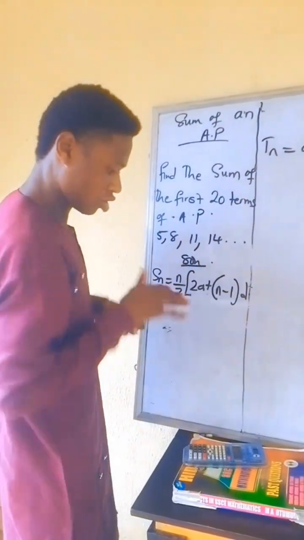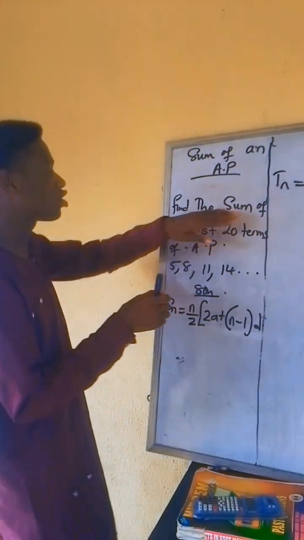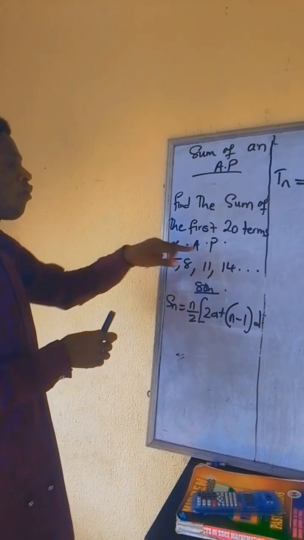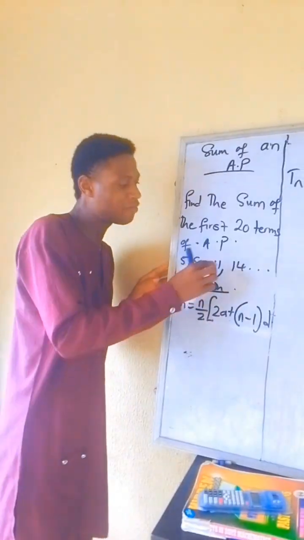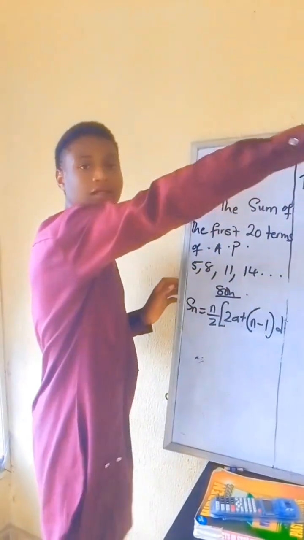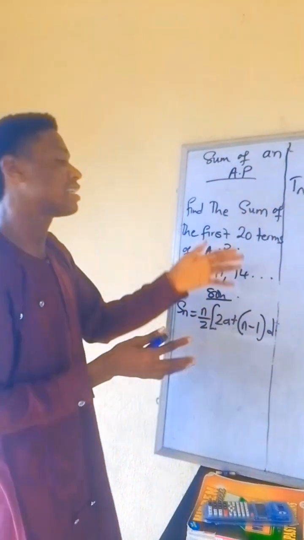Now you are given this question. They say find the sum of the first 20 terms of the AP. Look at the terms here: 5, 8, 11, 14. They say we should find the sum of the 20 terms, but we don't know it. That's why they say we should find it.